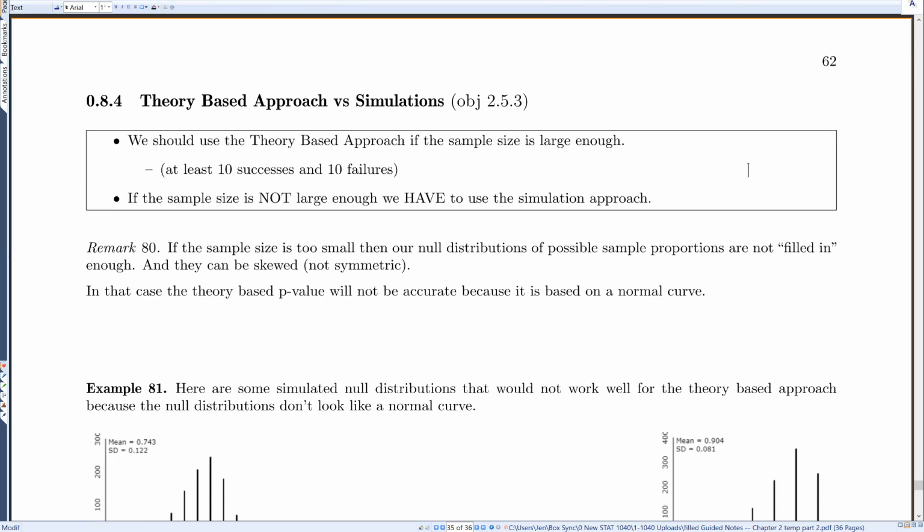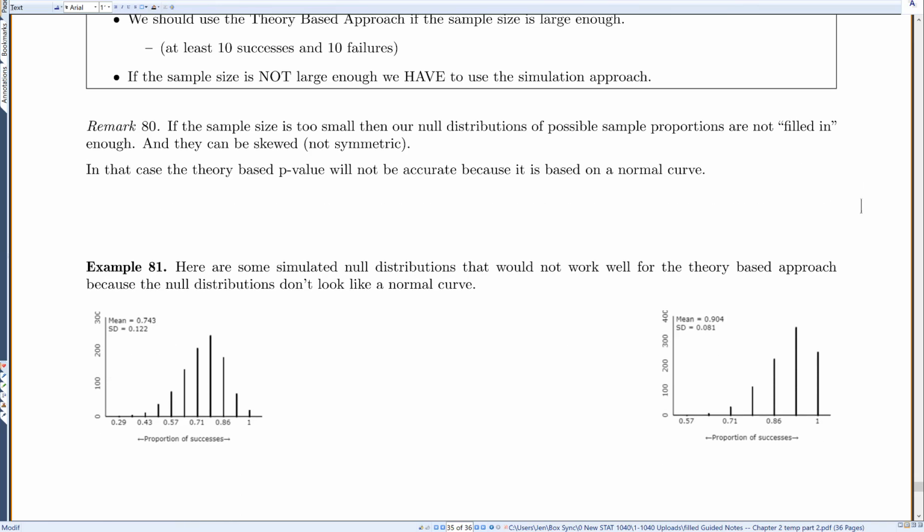So just to reiterate, our theory-based approach versus simulations: we should use the theory-based approach if the sample size is large enough. That means at least 10 successes and 10 failures. If the sample size is not large enough, we have to use a simulation approach. The reason is that if your sample size is too small, then our null distributions of possible sample proportions are not filled in enough, and they can be skewed, not symmetric. In that case, the theory-based p-value will not be accurate because it's based on a normal curve. So here are some examples of simulated null distributions that would not work well for the theory-based approach, because they don't look like a normal curve.